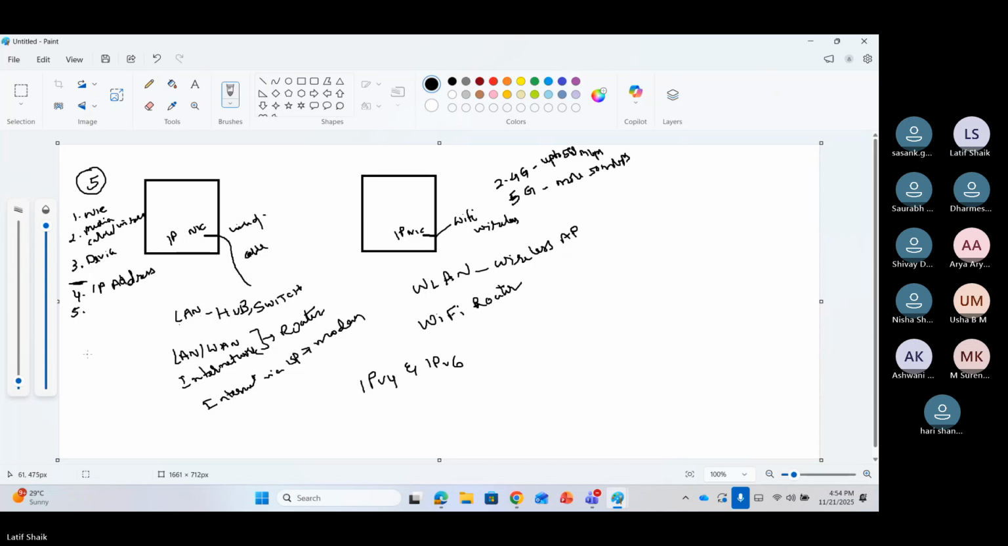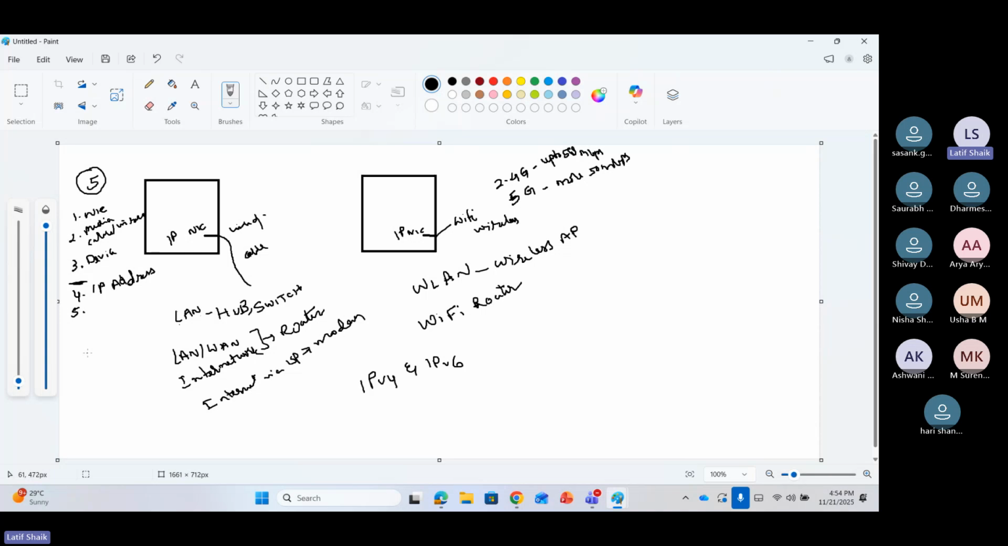Next. So why do we need an IP address? To identify. So I want to call you, so I need a phone number, right? Without a phone number, we can't call, right? Like that, the devices need an IP address to communicate with each other.